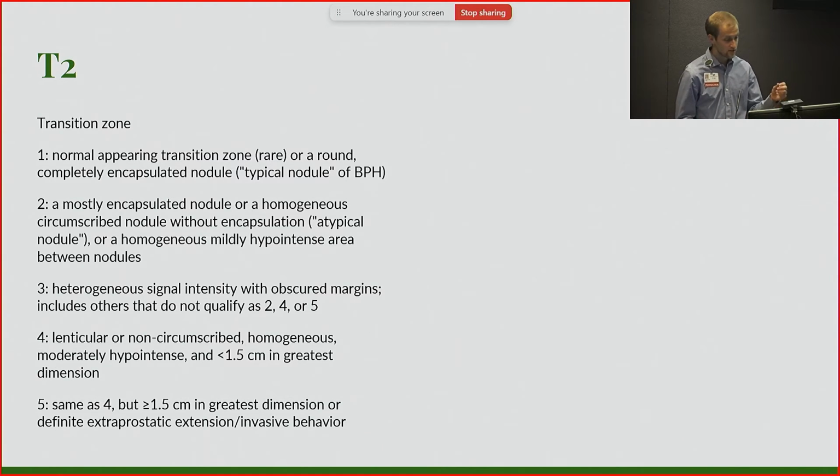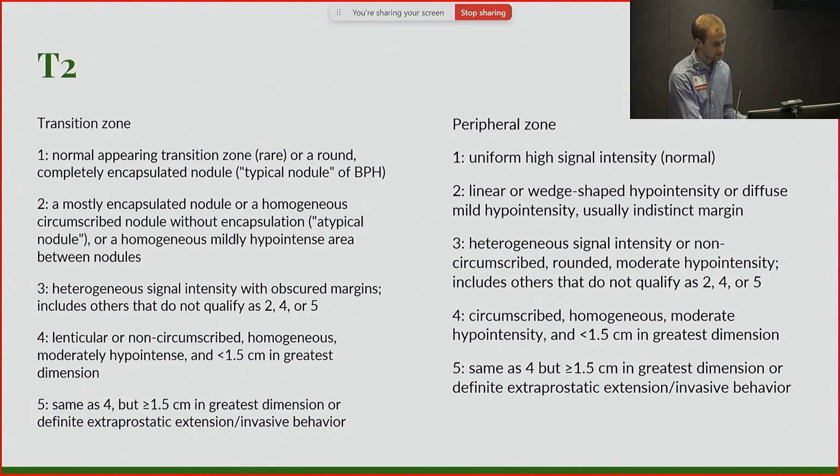On the T2 phase, it depends where this lesion is. Is it in the transition zone or the peripheral zone? If it's in the transition zone, it ranges from something that is normal appearing, like a typical nodule or BPH, all the way up to something that is lenticular, abnormal, non-circumscribed, homogeneous, typically dark, hypointense. The real delineation between a PIRADS 4 and a PIRADS 5 is the size. If it's small, then it's typically a 4. If it's large or it looks like it is invading outside of the prostate gland, that bumps it up to a 5.